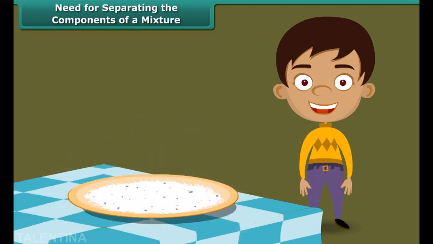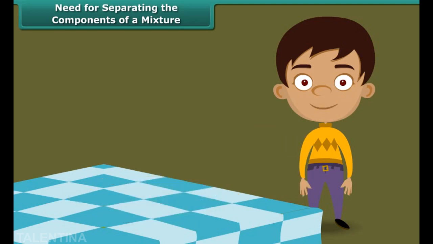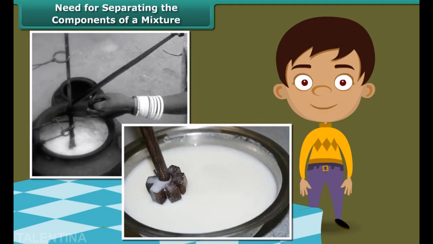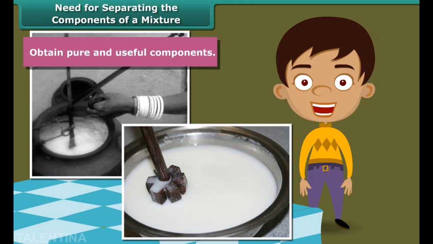Similarly, we find stones, mites, etc. in rice, wheat, pulses, etc. We remove them before cooking because they are harmful to our body. So, the second reason for separation is removal of harmful components. When we churn milk, curd, we get two different but extremely useful products, butter and buttermilk. Thus, the third reason for separating the components of a mixture is to obtain pure and useful components.